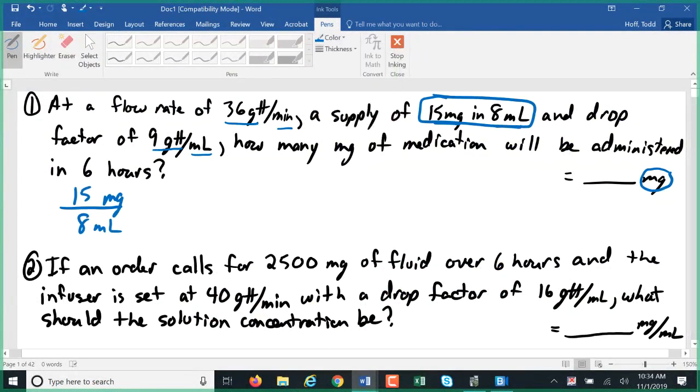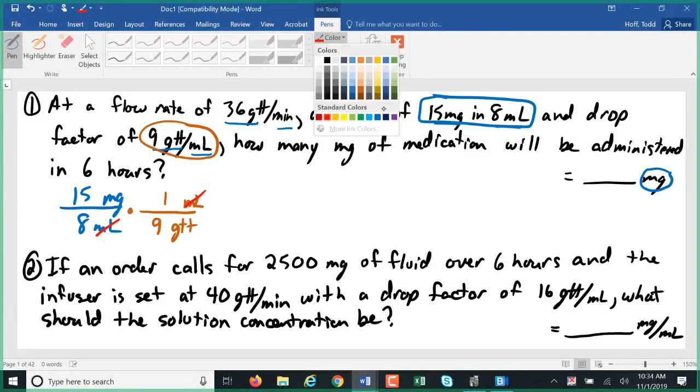Now we want to keep the milligrams. We don't want to get rid of that. But we do want to get rid of the milliliters. So I'll put milliliters on top. And let's see what we have with milliliters in it. This is saying 9 drops is equivalent to 1 milliliter. So 1 milliliter is 9 drops. So now we've canceled out the milliliters. Right now we have milligrams per drops.